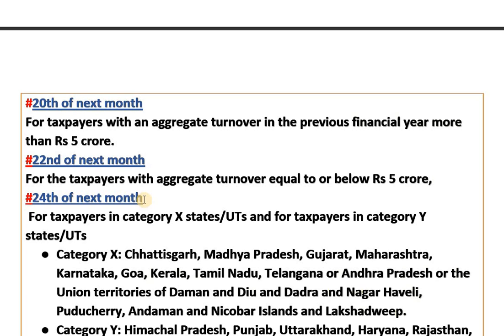This means there are three dates for filing Gstr3B. 20th is for those taxpayers who exceed 5 crore. 22nd is for those taxpayers who are below 5 crore in the previous financial year, and 24th of the next month is for those taxpayers which are in the category X and Y states in India.